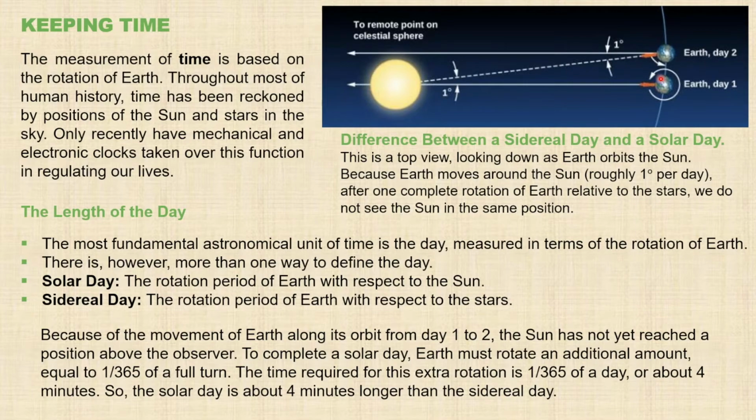But you see this vertical line here is pointing somewhere out because the Earth has moved a little bit. So the Earth now has to rotate slightly extra, that's about 4 minutes, or 1/365 of a day, so that we still face the sun, that dotted line here. So the solar day is the rotation period of the Earth with respect to the Sun. We are keeping the Sun as the reference.